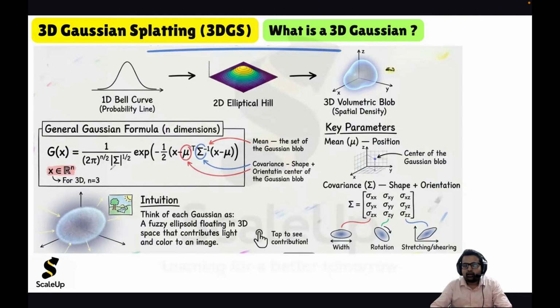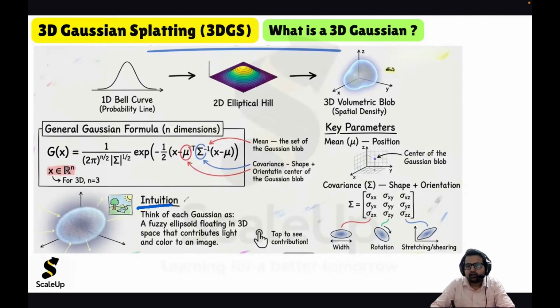When we represent the scene, we will have millions of 3D Gaussians, and every 3D Gaussian will make use of the same formula, but the parameters will be different. The center will be different, the covariance will be different, the shape and the orientation of all the Gaussians will be different, and so will the color and the opacity. So this is the mathematical representation.